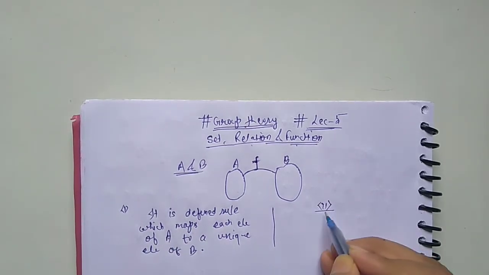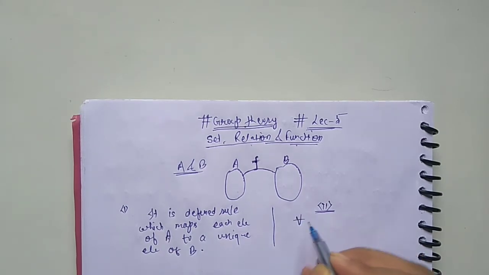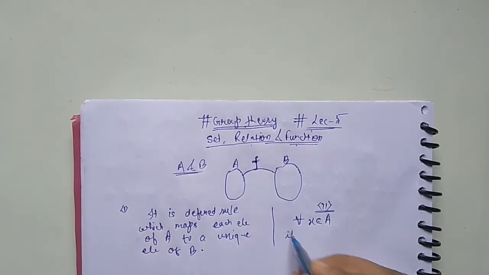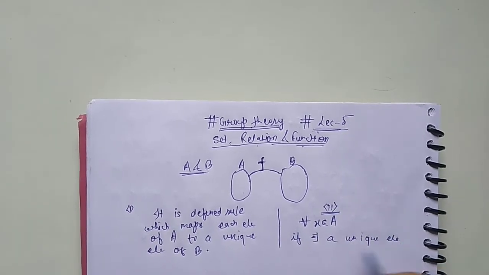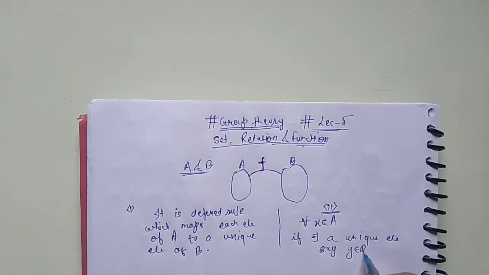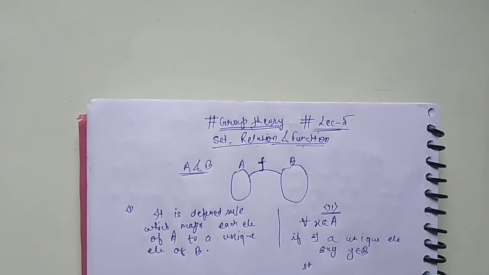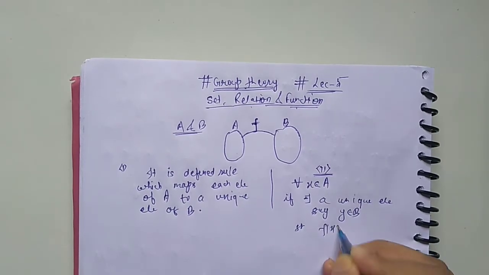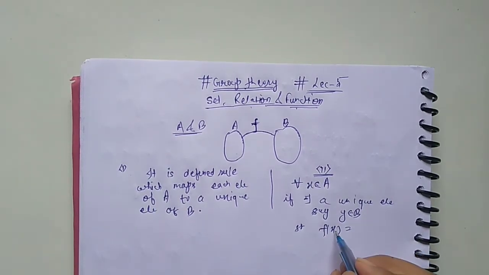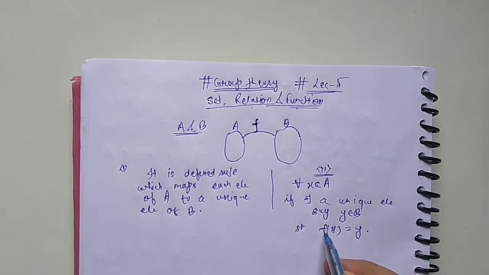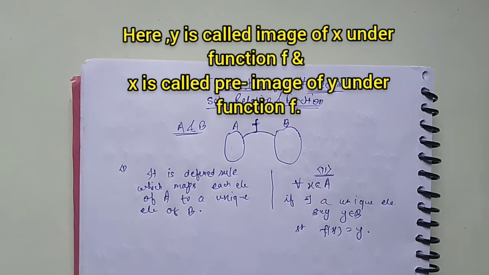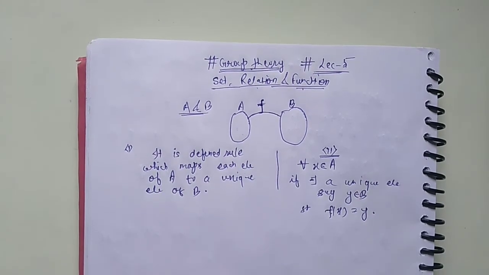The second definition of the function is that if for all elements, say X, from the set A, there exists a unique element, say Y, from the set B such that this map F maps X to Y, that is f of X is equal to Y, then this F will be called a function from A to B. So these are the two definitions of function. Now we are going to see some examples.